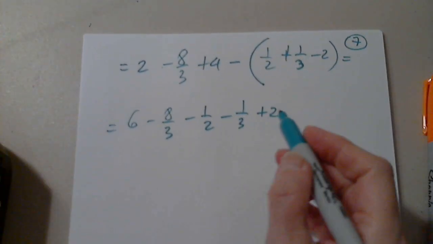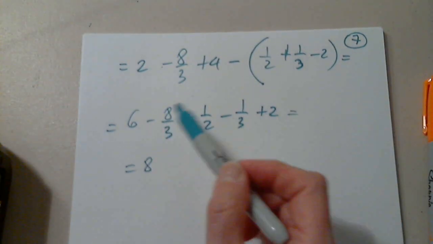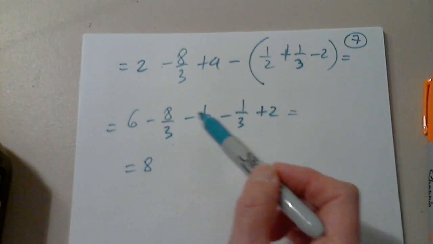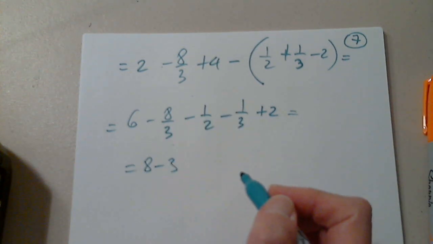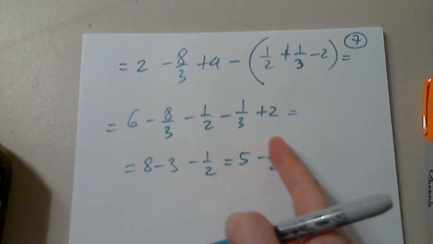Okay, I got that far because I felt like I was doing it wrong, but now I know that I wasn't. So that's fine. So this is 8. Negative 8/3 minus 1 is negative 9/3, so this will be negative 3, and minus 1/2. So 5 minus 1/2 is 9/2.